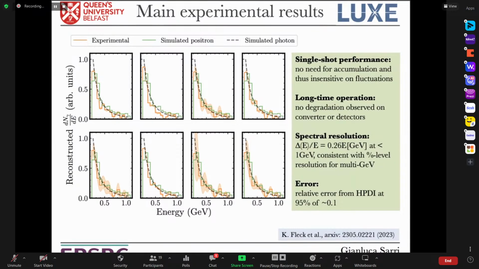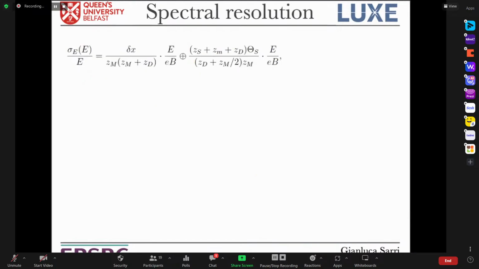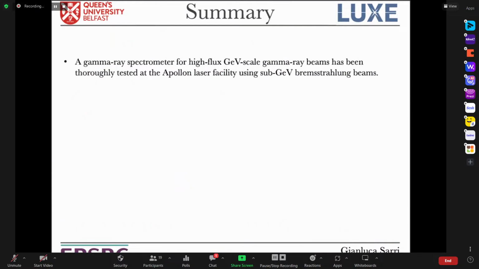And 2 interesting things of this detector is that it's a single shot, so you don't need to do accumulation, so you're not sensitive to shot-to-shot fluctuations in the experiment. And also we demonstrate you can perform long time operations, so there's no real ablation of the converter target. So skip that, it's not too important.